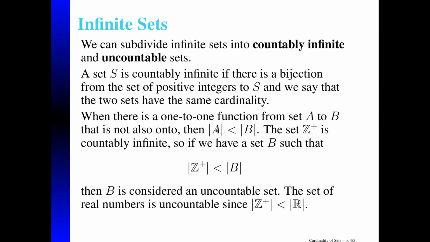Notice here I'm not putting an actual number to it, because if we're saying A has an infinite number of elements and B has an infinite number of elements, I can't really put an actual number to this. I just know that this cardinality is smaller than this cardinality. Now the set of positive integers happens to be countably infinite. So if I were to have a set B whose cardinality was larger than the cardinality of the set of positive integers, then we would say that set B is an uncountable set. And that happens to be the case for the set of real numbers. Its cardinality is larger than the cardinality of the positive integers.